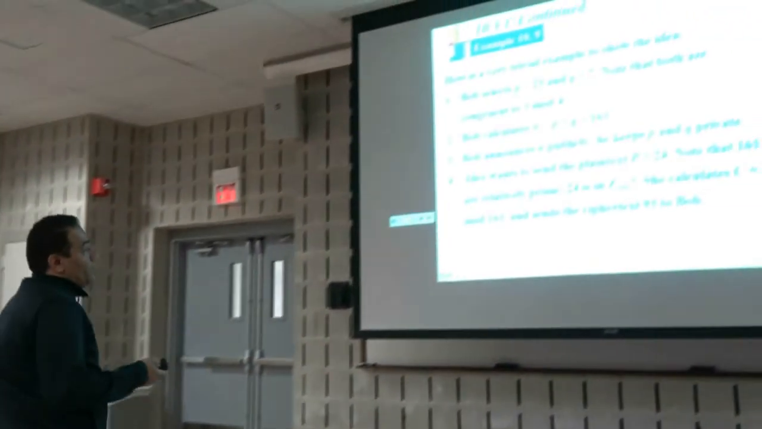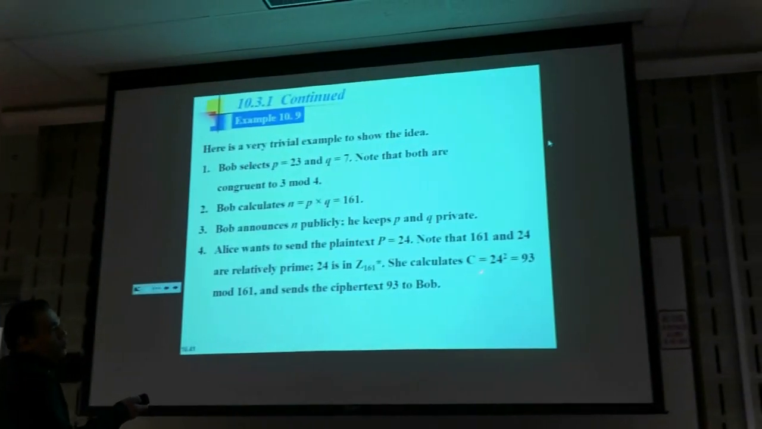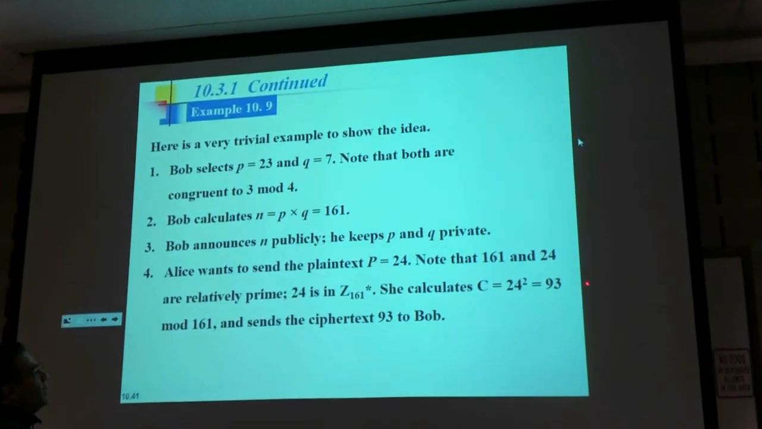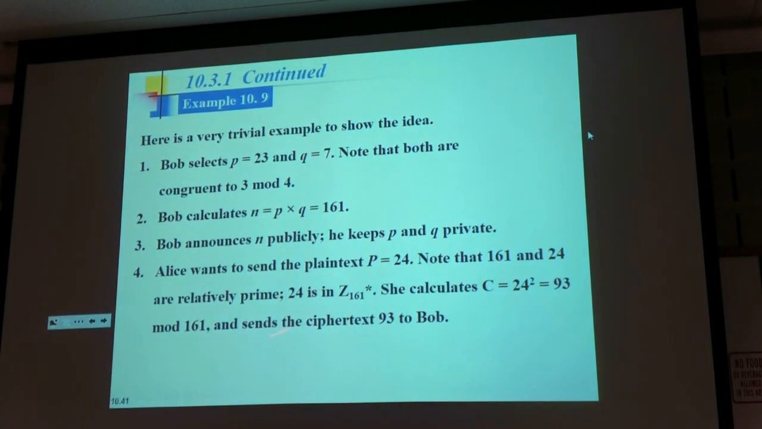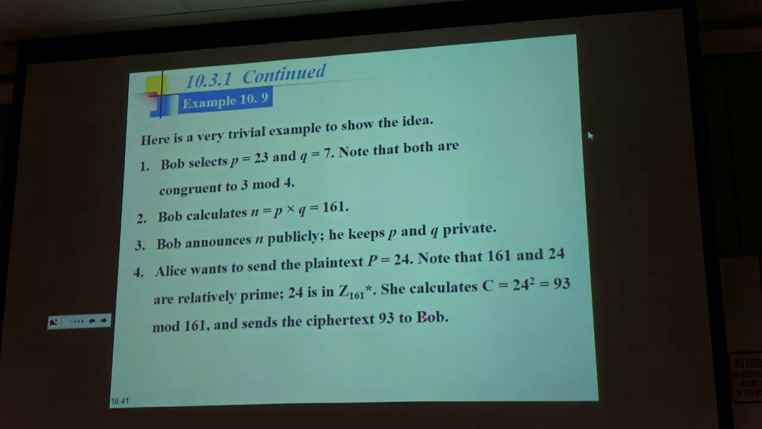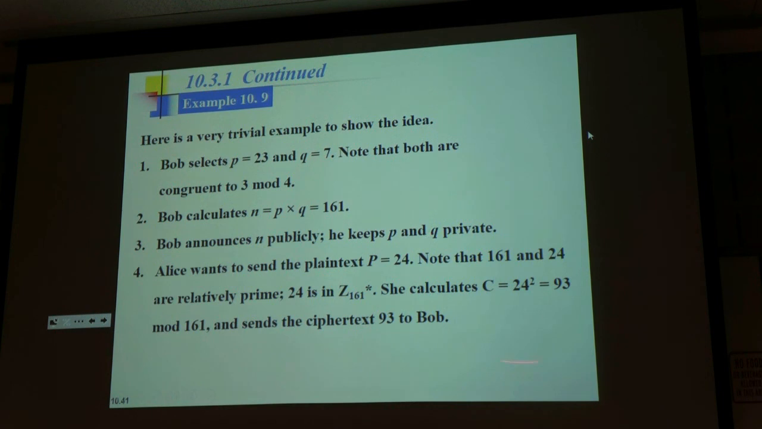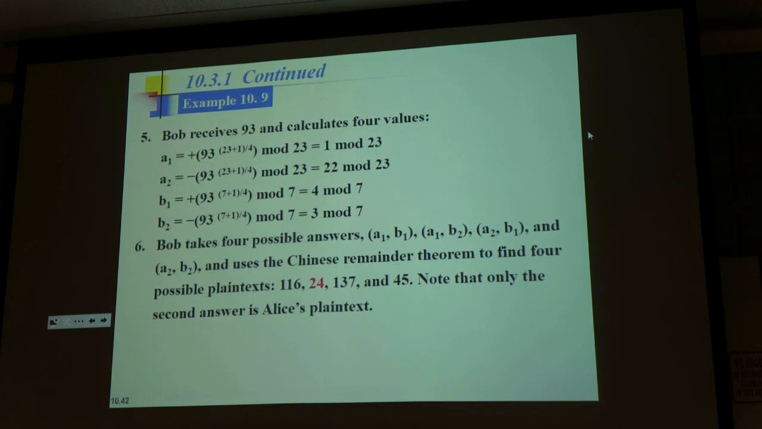So you calculate C, which is 24 to the power 2, equals 93 mod 161, which is n, and send the ciphertext, which is 93. So what's the original data? 24. What is the cipher? 93. Now, when you receive it, you have to build the Chinese remainder equations, four equations that give you four answers. So that's a1, a2, b1, b2.